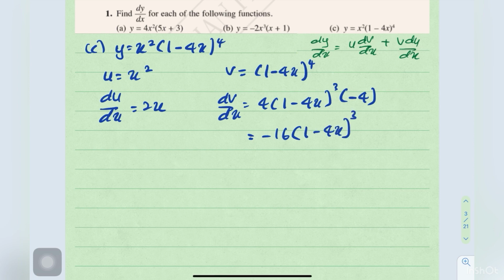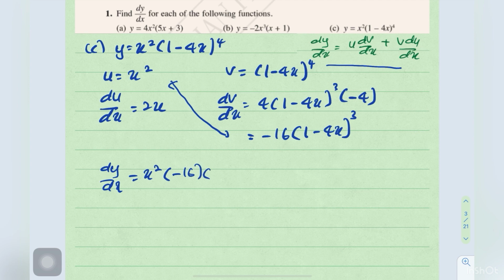Okay, so here is the formula of the product rule. So dy/dx, okay, u dv/dx. Okay, so this one is x squared times negative 16(1 minus 4x) cubed. Okay, plus v du/dx. So (1 minus 4x) to the power of 4 times 2x.